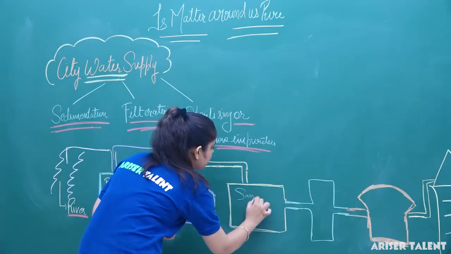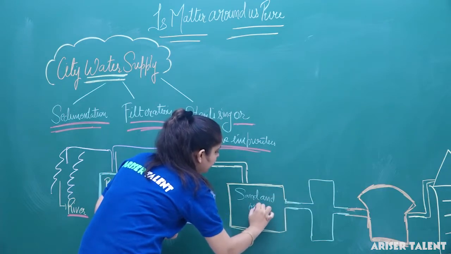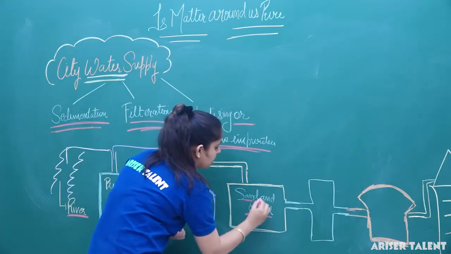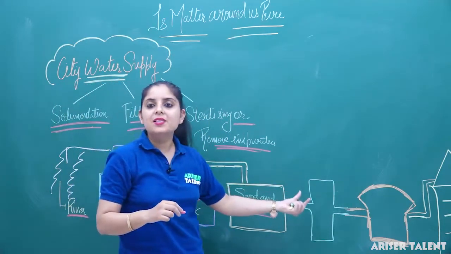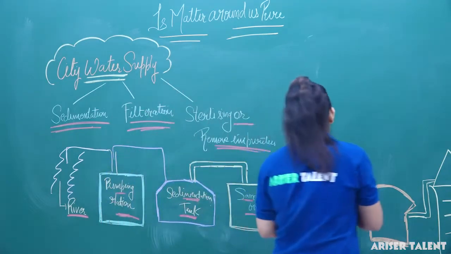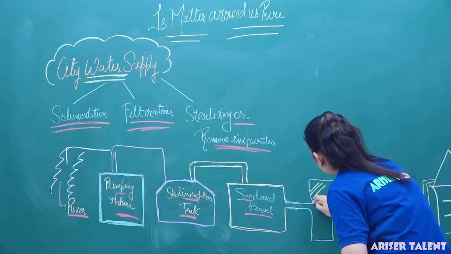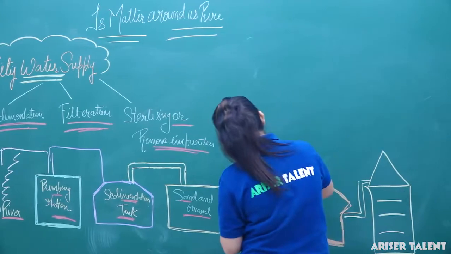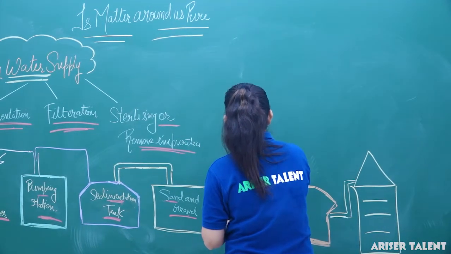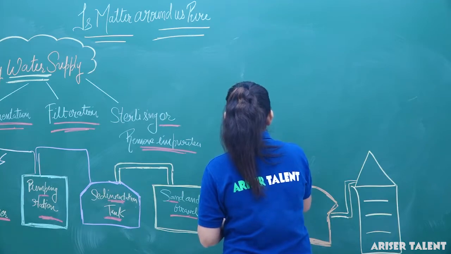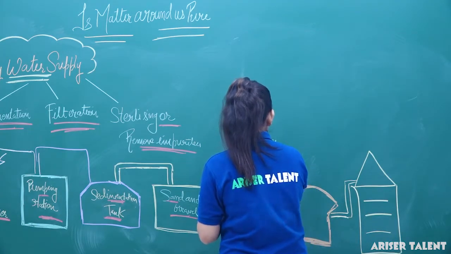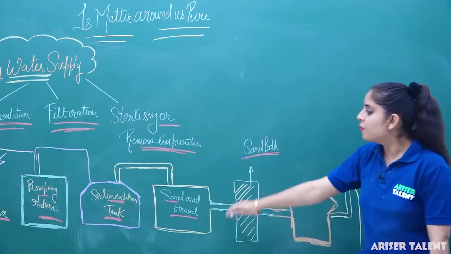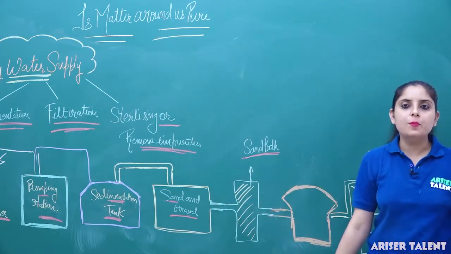So this is sand and gravel. After this, the water is going to pass through the sand bath. This is our sand bath. At this section, you will get the water which is free from the process of filtration. So this is our sand bath. After passing through sand and gravel, the water is going to pass through the sand bath.